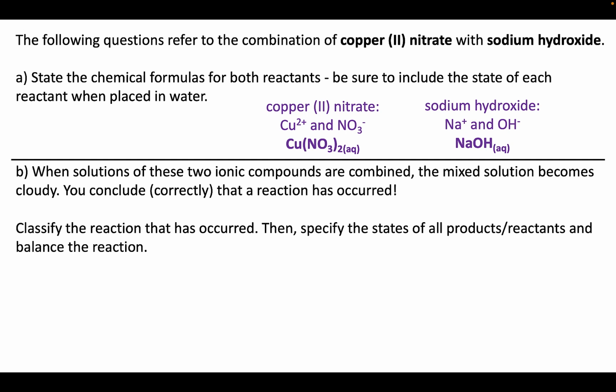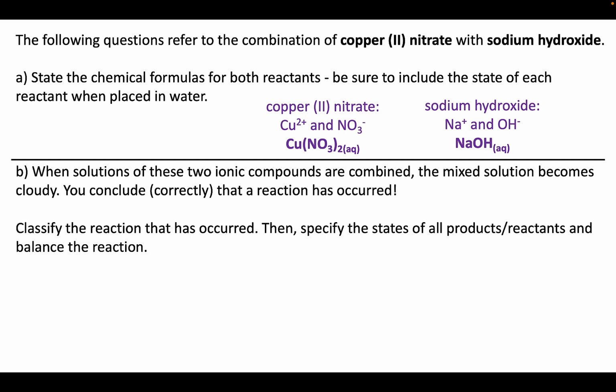So in part B, we're saying, well, we have solutions of these two ionic compounds that are combined, and the mixed solution becomes cloudy, and we conclude a reaction has occurred. Now, this is a very important step because it helps us understand that this is not a no reaction reaction. We do have something that's forming, and therefore we definitely should expect that there is a reaction that's going to occur here. So what type of reaction, and then what are the products and reactants that are in this reaction?